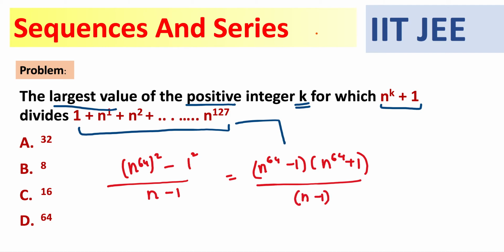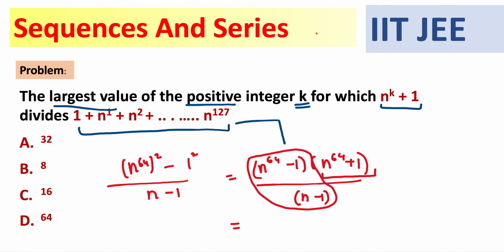Now if you see, we are getting n to the power 64 plus 1. Basically n to the power 64 plus 1 is what we wanted, and this is n to the power k plus 1. If you have some problem, like the denominator is also there and we're not sure whether it will actually divide or not, we can write it in an even better way. You take this whole thing together.